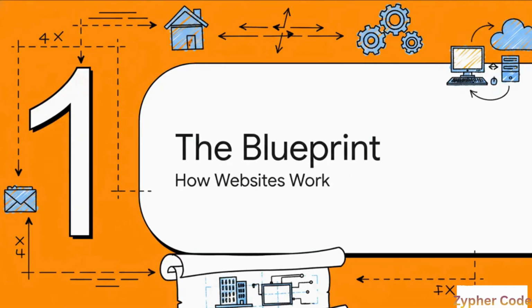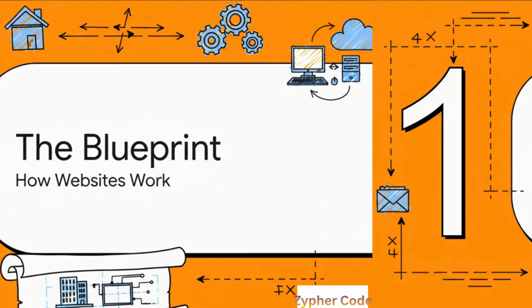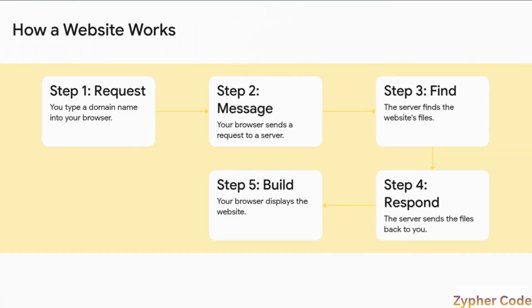Okay, so first things first, before you can even think about construction, every good architect needs a blueprint, one that shows how everything connects. For a website, that blueprint is all about how your computer talks to the computer where the website actually lives. This all happens in the blink of an eye, but it's really a neat 5-step dance.